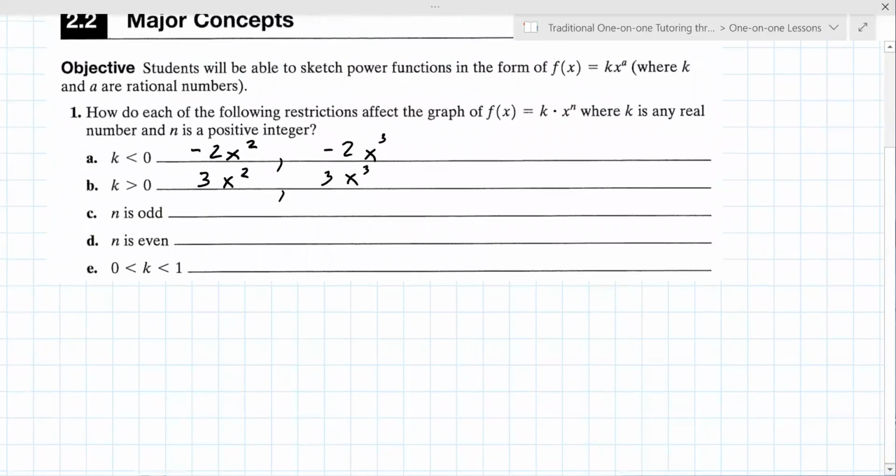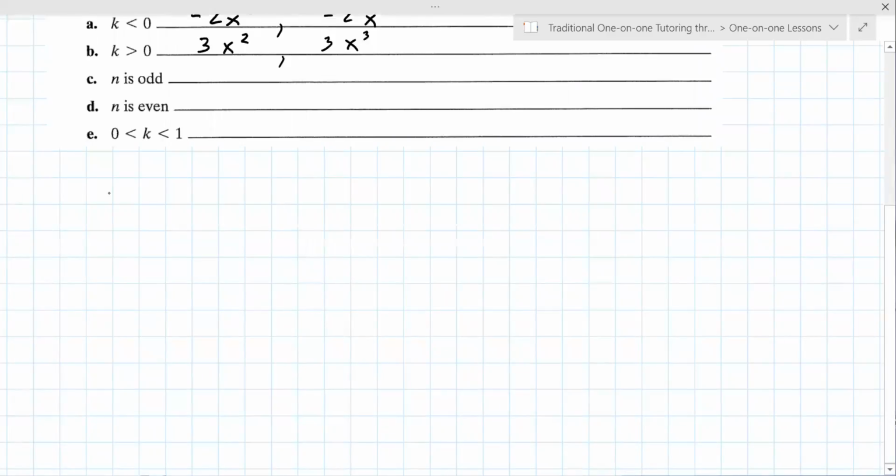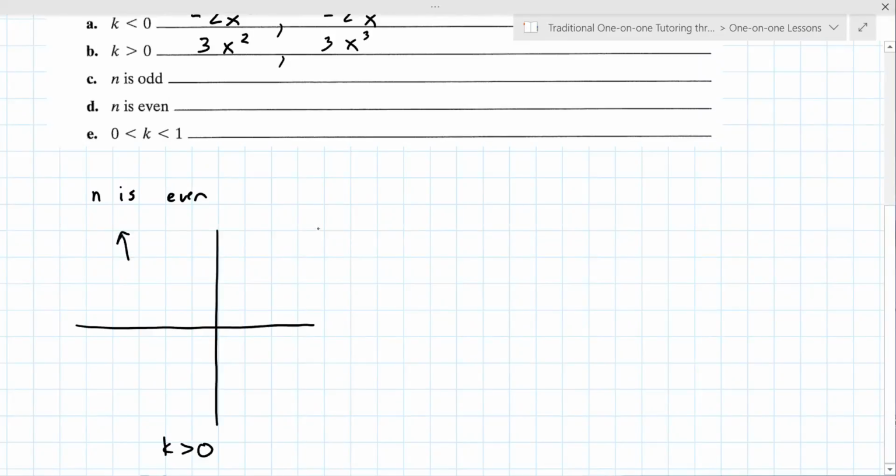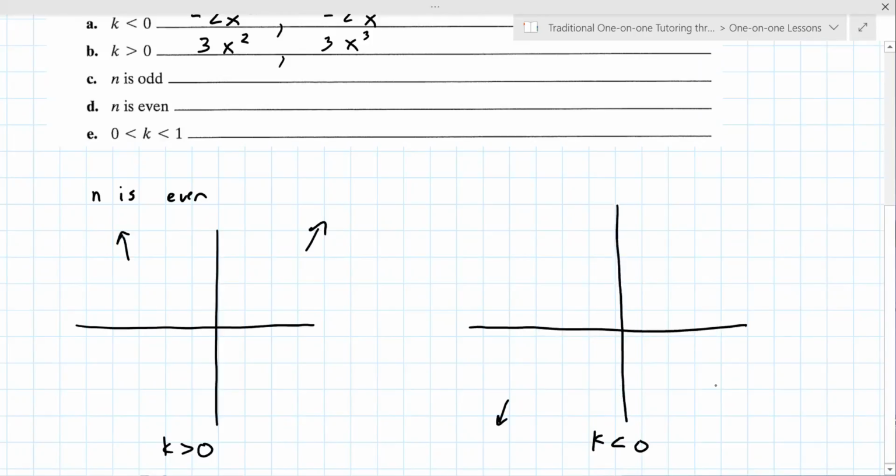So let's look at if n is even, for k greater than 1, or let's do k greater than 0. It's going to start high and end high. We don't know what it's going to do in between, but it's going to do this. And if k is less than 0, it starts low and ends low because of that.